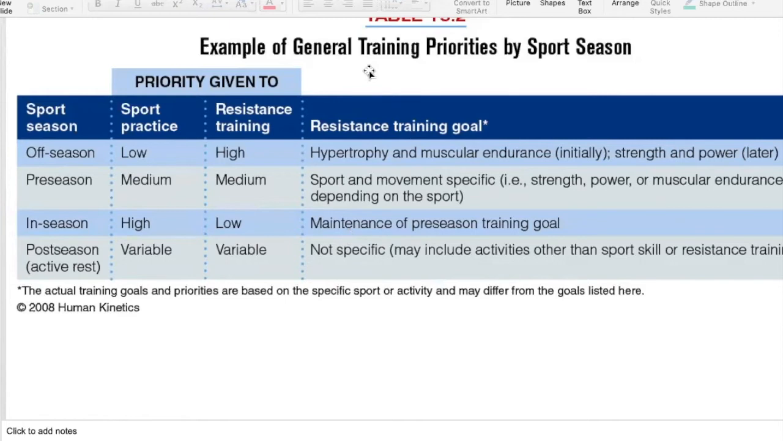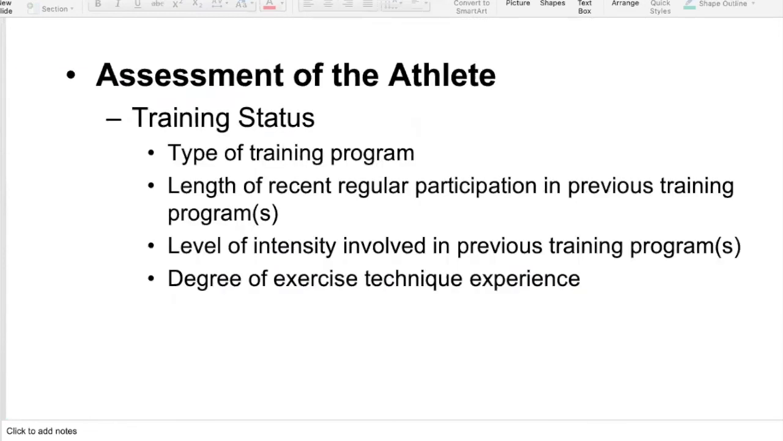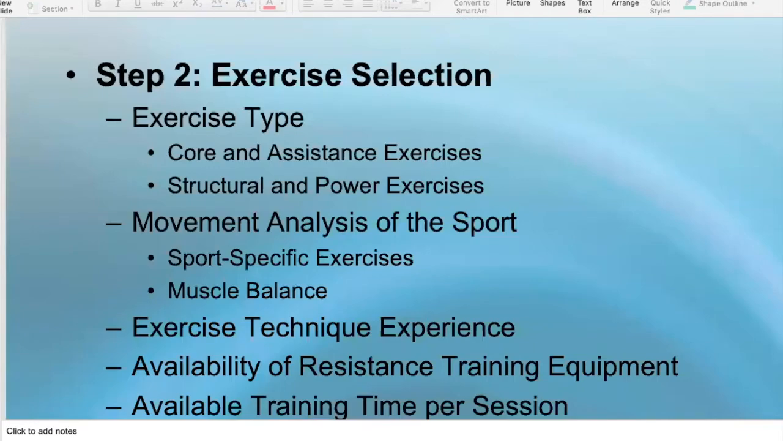So each of your training priorities should be broken down by the season in which you're trying to achieve those particular goals. Now, once you establish what your athlete's needs are, the next thing that you're going to do is figure out what type of exercises you're going to have those athletes conduct. And your exercise type is going to have to be specific to the sport that you're trying to work with. There's going to be different types of exercises chosen.